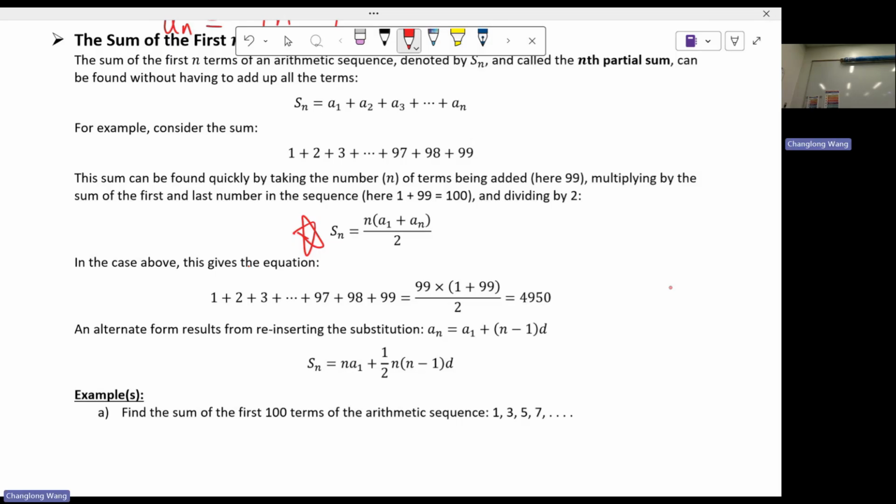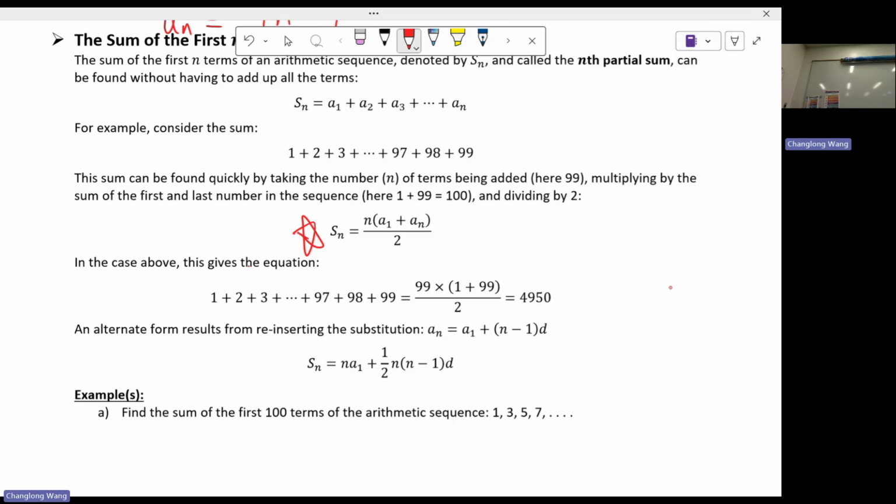And it turns out that whichever formula you use, either the Gauss one or the one we're going to have as a second version, they both require your knowledge of a sub 1. You're going to have to know where you start. But instead of having the last term, you're going to substitute this into the a sub n. But it does make the formula a lot more ugly.